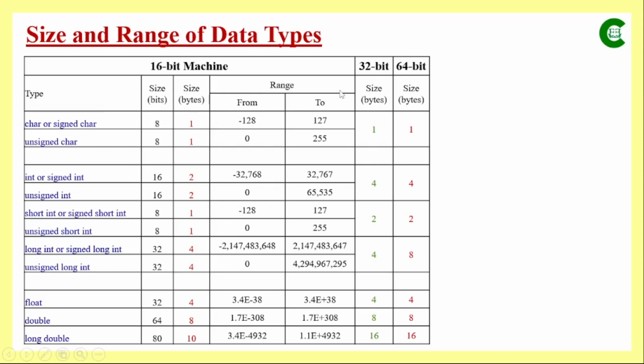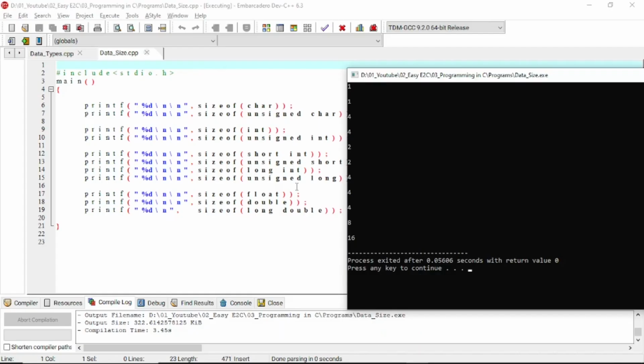Now this is all about the 16-bit machine, and you can see here the number of bytes written for 32-bit machine and 64-bit machine, and accordingly you can calculate the number of bits and the whole range of every data type, the minimum value, maximum value, for unsigned, for signed, everything. Now this is a simple program where I have used the library function sizeof for every data type, from character, unsigned character, integer, unsigned integer, short, long, float, double, long double. It is showing how many bytes each data type occupies for my compiler.